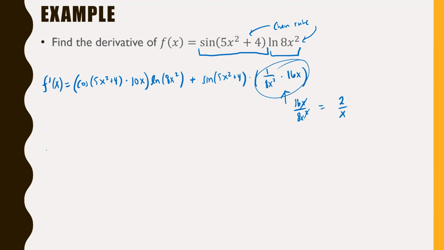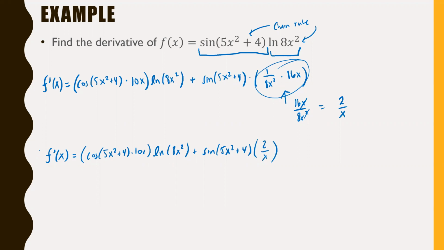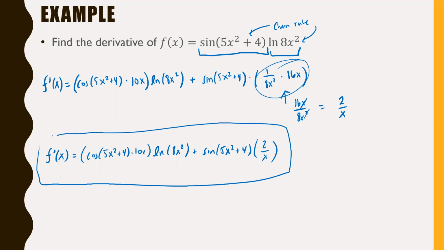So if I'm going to rewrite this whole thing, honestly, you could have skipped this step. It's not really that much cleaner, but I don't know. I just feel like I should always do it. The first derivative equals, we could say it's cosine 5x squared plus 4 times 10x, all times by ln 8x squared, plus sine 5x squared plus 4. No big surprise there. Everything's all copied and pasted down. But then this is now times, instead of this big chunk, it's just times 2 over x. And as much as that's a little bit cleaner, honestly, it doesn't really help too much. But if you can clean anything up, it's always a good idea to do so, just wherever possible, right? Anyway, I think we're done.